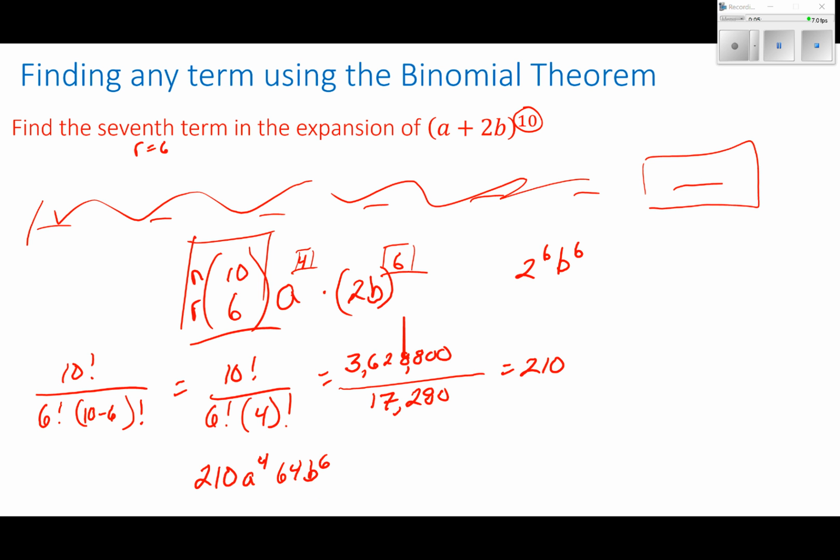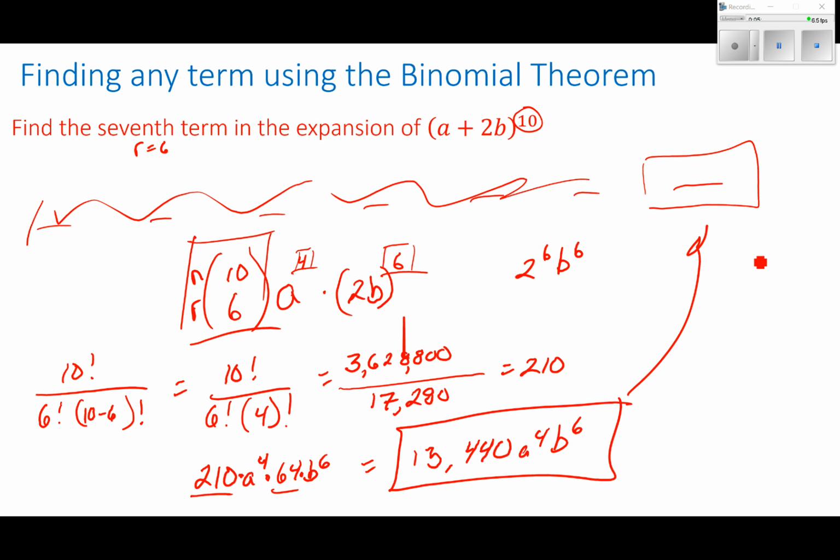And then the very last step, I can multiply these two numbers together because these are all being multiplied. So 210 times 64 ends up being 13,440, a to the fourth, b to the sixth. That is my seventh term if I were to expand this out completely. So finding one single term is a lot easier than expanding out everything, much less tedious, because sometimes we're just focused on finding one specific term.